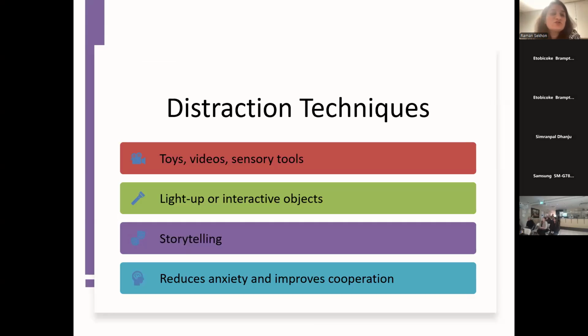These include toys, videos, and sensory tools that can be kept in the setup room to distract the children. Light-up or interactive objects. Then storytelling. As I told you, you can make up little stories so that they get involved and help you comply with the setup process. All these things will reduce the anxiety and improve the cooperation.